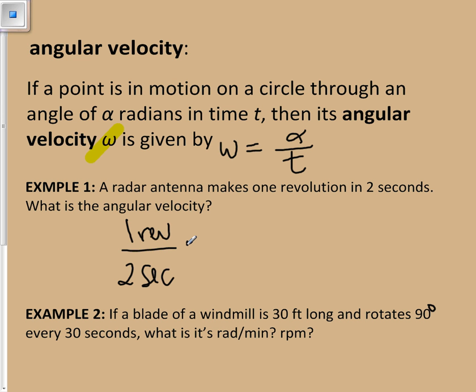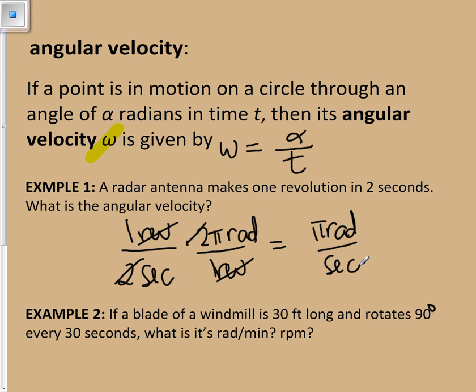Now I need to convert that into radians, because our unit is radians. When we look at omega, it's in radians. So I know my unity conversion from before is going to be 2 pi radians, 1 revolution. So my revolutions will cancel out, my 2's will cancel out, and I'm going to be left with pi radians, that's my angle, divided by my time, which is seconds. So my answer is pi radians per second.